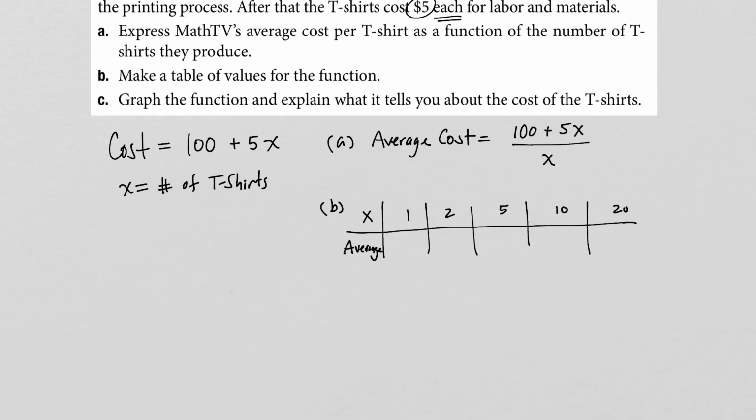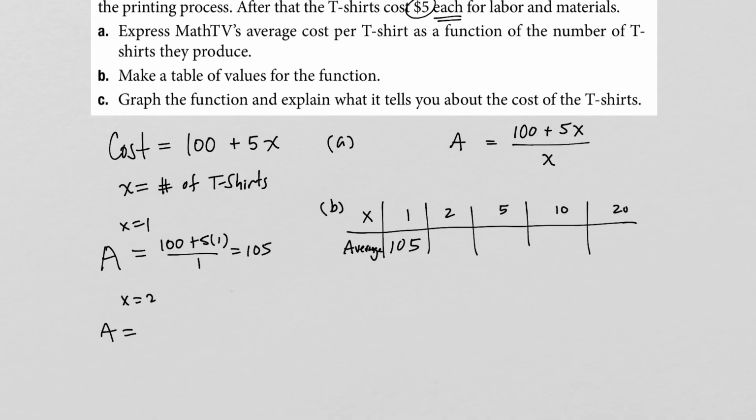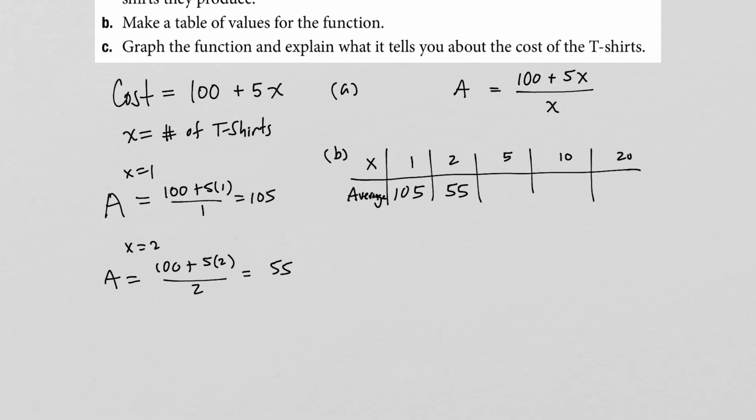So the average cost, and I'll just call this A for average. The average cost when X is equal to 1 is going to be 100 plus 5 times 1 divided by 1, and this is going to be 105. So if you only make 1 t-shirt, the average cost is $105. Okay, but what happens when you make 2 t-shirts? Now the average cost is 100 plus 5 times 2 divided by 2. And this is 110 divided by 2, which is 55. So notice that the average cost comes down significantly when you make more.